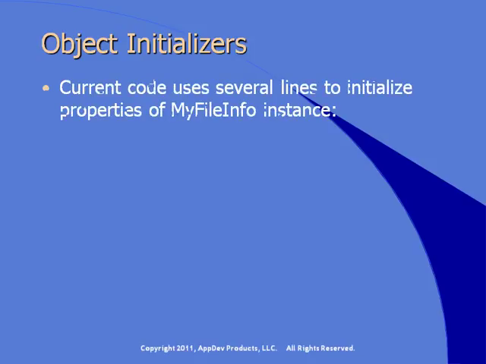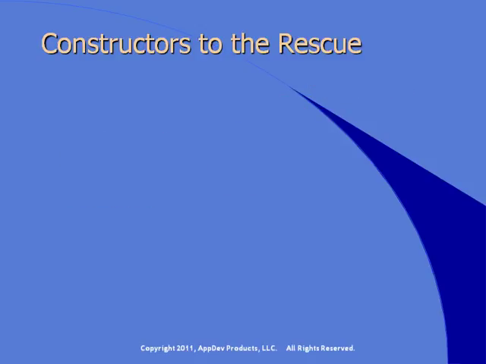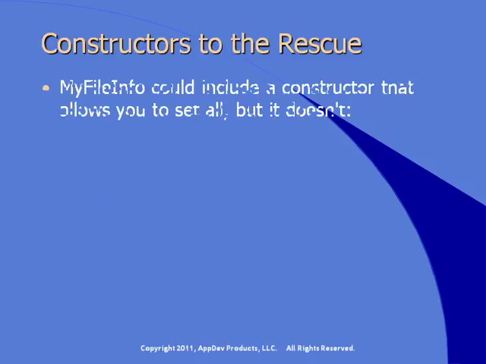If you remember, our sample included code that used several lines to initialize the properties of that myFileInfo instance. Here we'd set var myFile equal new myFileInfo, and then set the name property, the length property, the creation time property, each by copying values from fi into myFile. And then we added myFile to the collection of files, and that's how code's always been written. It seems perfectly reasonable. Now you could, if you were rewriting the myFileInfo class, include a constructor that allows you to set them all, but right now it doesn't have that constructor.